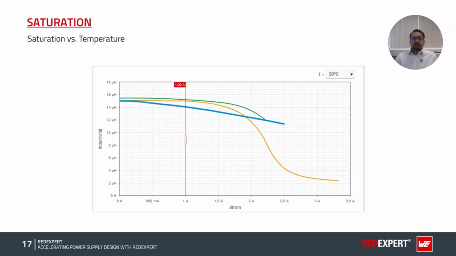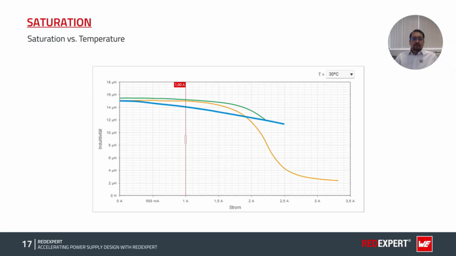Saturation versus temperature. Saturation behavior is closely linked to temperature and should not be considered constant. As the inductor operates under load, its temperature rises and the magnetic core properties change. And this directly impacts the saturation characteristics, including the effective saturation current. As a result, an inductor that performs well at room temperature may exhibit increased inductance roll-off or reach saturation earlier at higher operating temperatures. And why is it important?